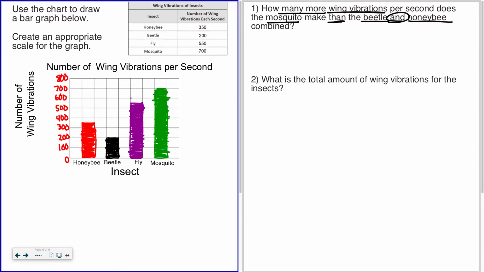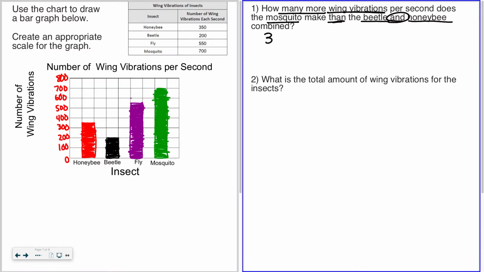So if it's the beetle and honeybee combined compared to the mosquito, I want to combine these two. And if I'm combining, I know that's adding, right? That's the operation I'm going to use. So 350 plus 200, 0 plus 0 is 0, 5 plus 0 is 5, and 3 plus 2 is 5. So the honeybee and beetle together are 550 wing vibrations.